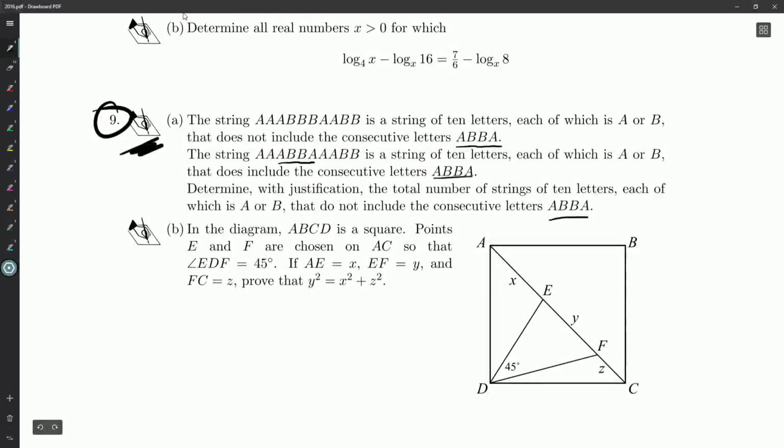That was A part, but we do have a B part here. In the diagram, ABCD is a square. Points E and F are chosen on AC so that EDF is 45 degrees. Just like, since it's a square, this will be 45 degrees, and so will this. If AE is X, EF is Y, and FC is Z, prove that Y squared is equal to X squared plus Z squared.